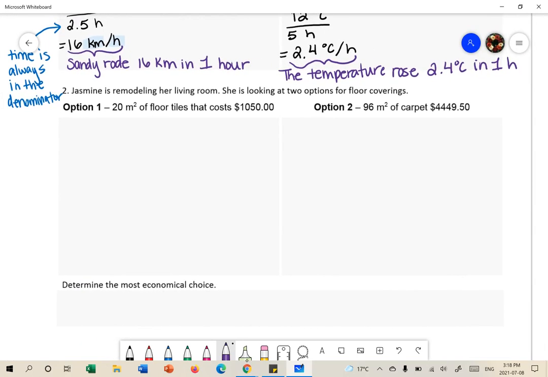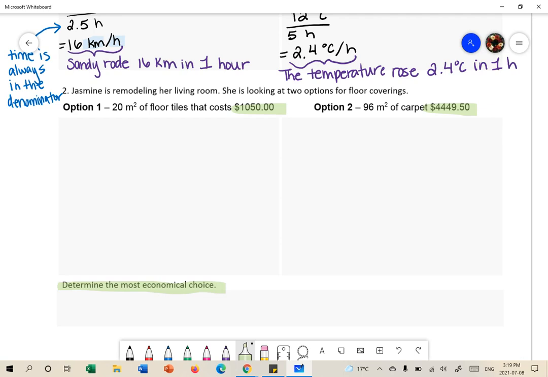Jasmine is remodeling her living room. She's looking at 2 options for floor coverings. Option 1 is 20 square meters of floor tiles that costs $1,050. Option 2 is 96 square meters of carpet for $4,449.50. So immediately looking at the 2 quotes, you're looking at the prices and you're saying, well, option 2 is way more expensive than option 1, because the question is determine the most economical choice.